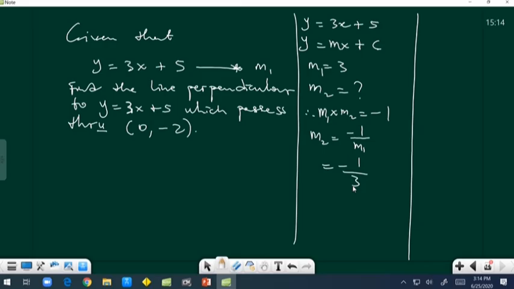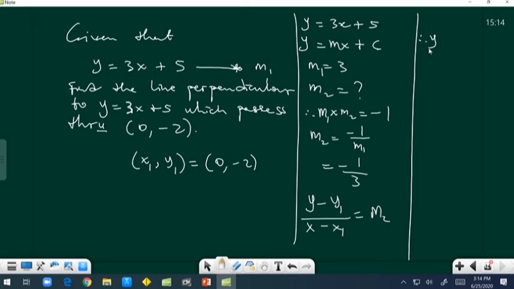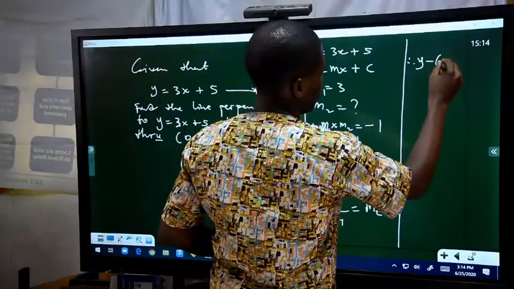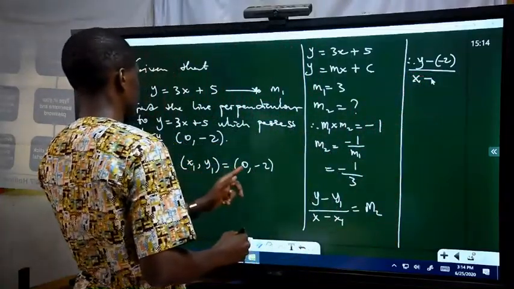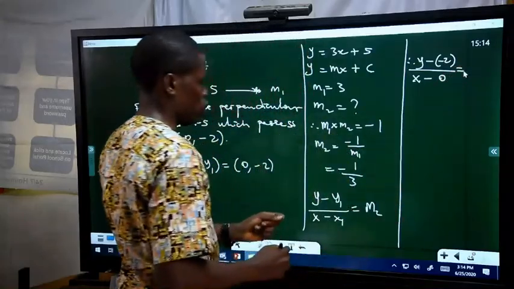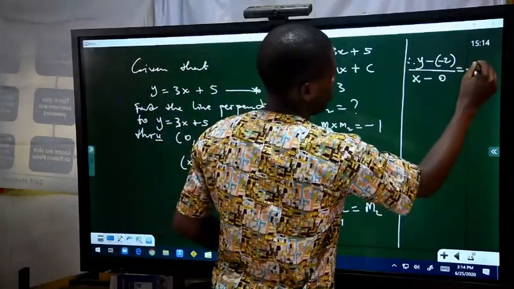So we apply the concept of the equation of a line. We have y minus y1 divided by x minus x1 is equal to m2. When we substitute, the point given, x1, y1, is 0, minus 2. So we have y minus minus 2, divided by x minus 0, is equal to m2, which is minus 1 over 3.